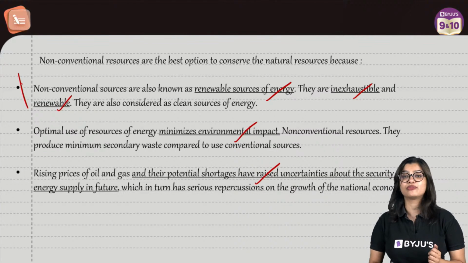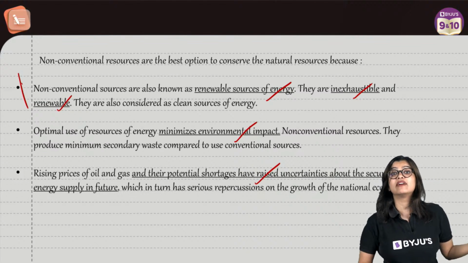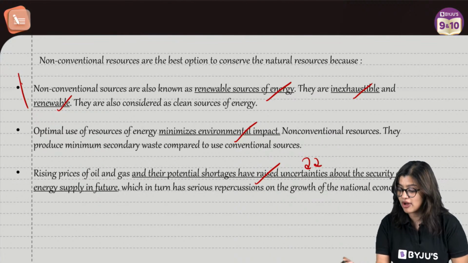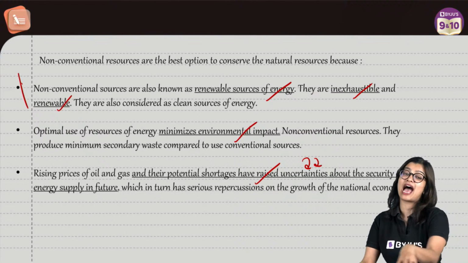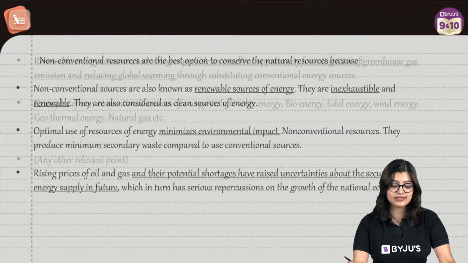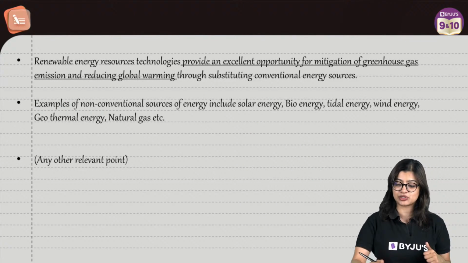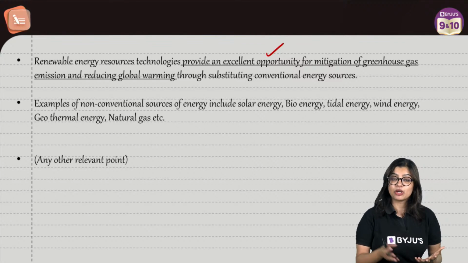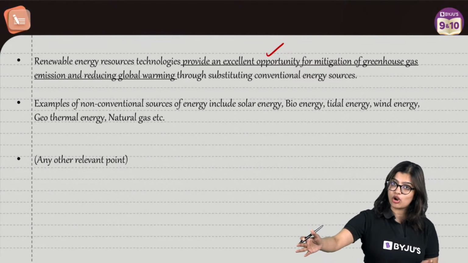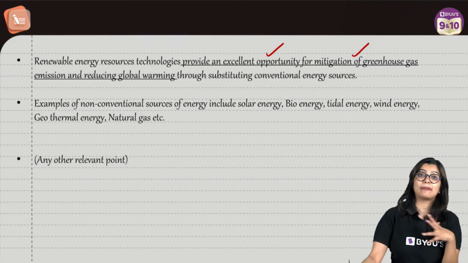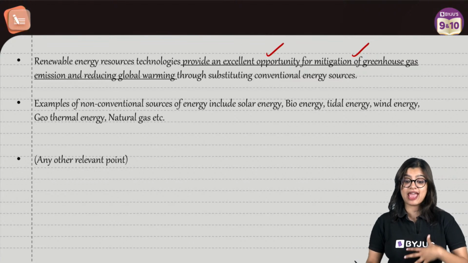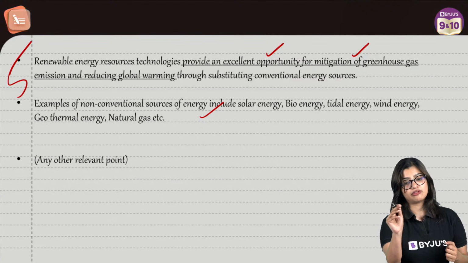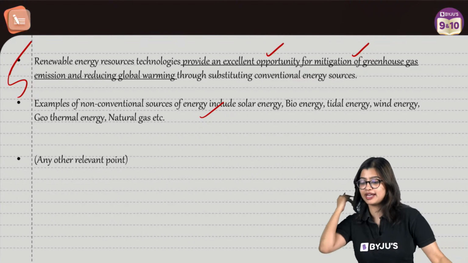And over a period of time, with respect to our conventional sources, the potential shortage has raised a lot of uncertainty whether we will have it in the future or not, which is why having these renewable sources is essential for us because they are not only going to be there for a longer period, but they also help us tackle problems like the greenhouse effect, global warming, and so on. So you can write some examples. 5 marks, easily you will get, right?